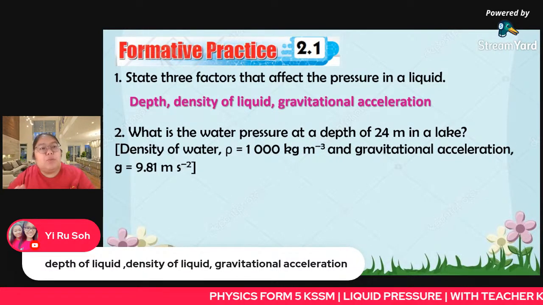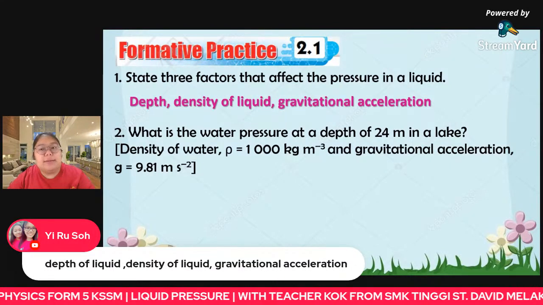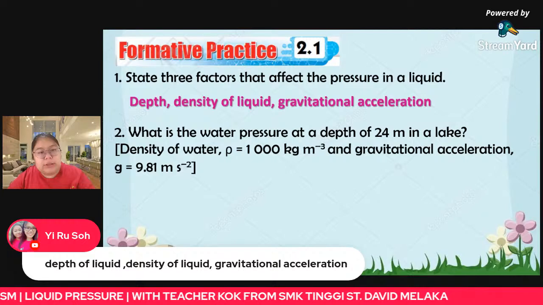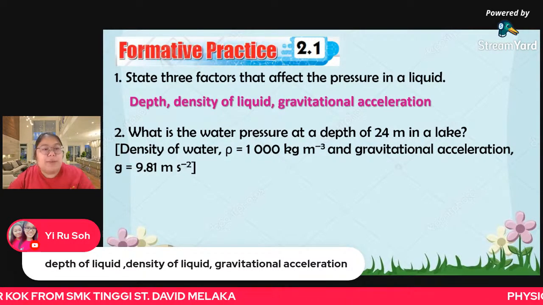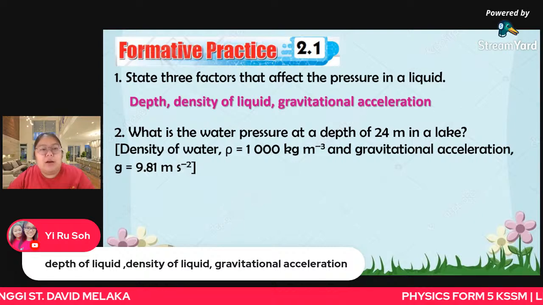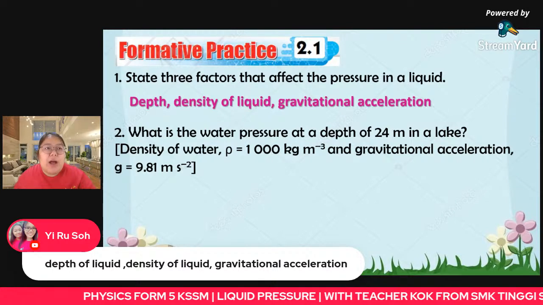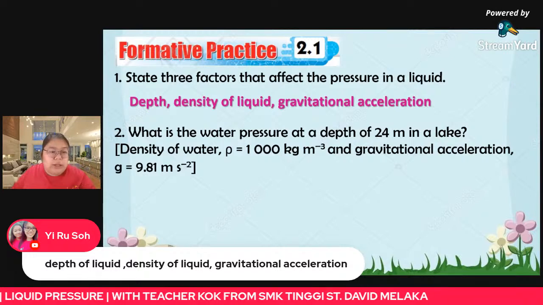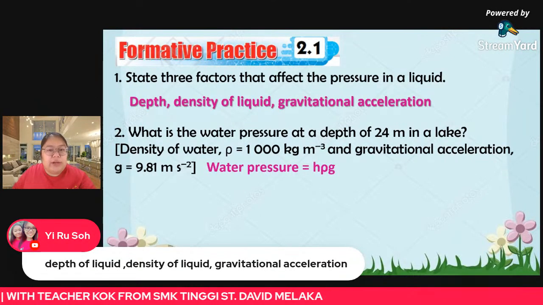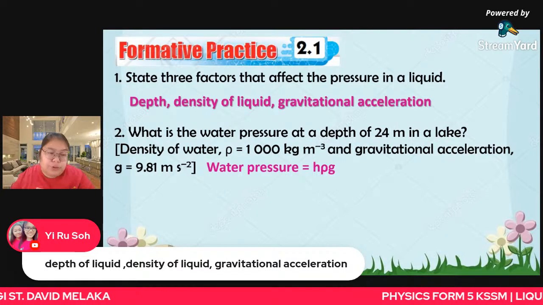What is the water pressure at a depth of 24 meters in a lab? They give you the water density as 1,000, and the gravitational acceleration as 9.81. They want us to find the water pressure. This one is simple; we apply everything and we can get the answer. I want to find the liquid pressure, so it is important to know all the information first, then we create the equation. For water pressure, the formula is h rho g.